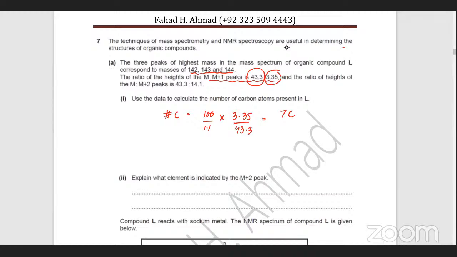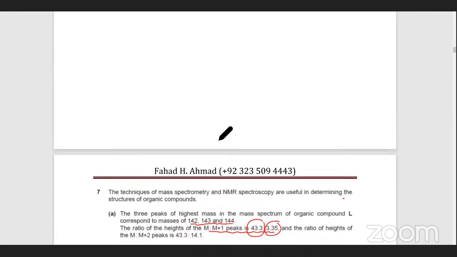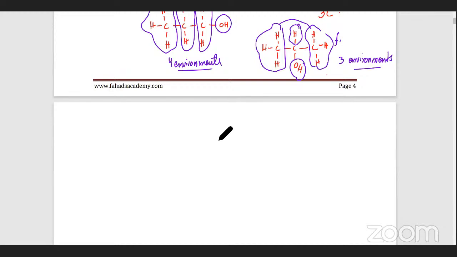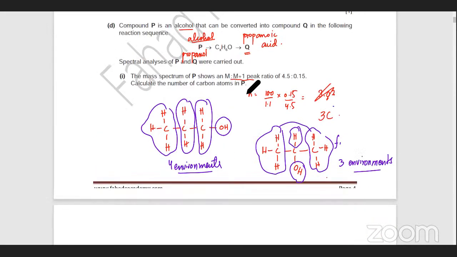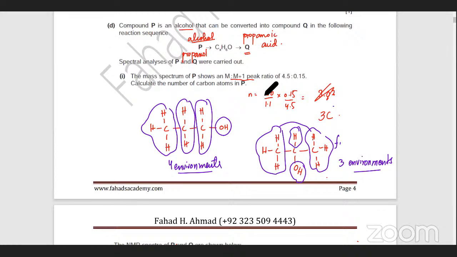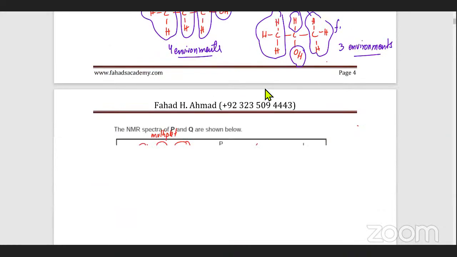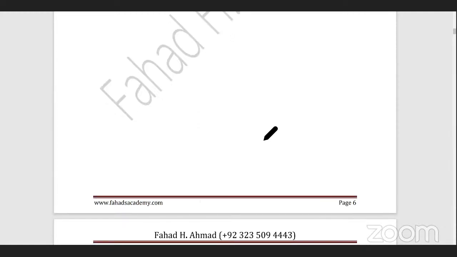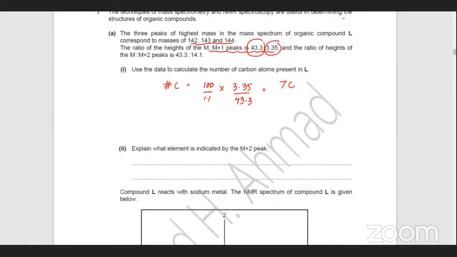And I told you that previously what we were doing was that we would make a bunch of isomers, based on the information that was provided, and we would then match the isomers with the NMR spectrum, and that was very easy. But the thing is, when you have 7 carbon atoms, then the molecule is very big, and the number of possible isomers is a lot.